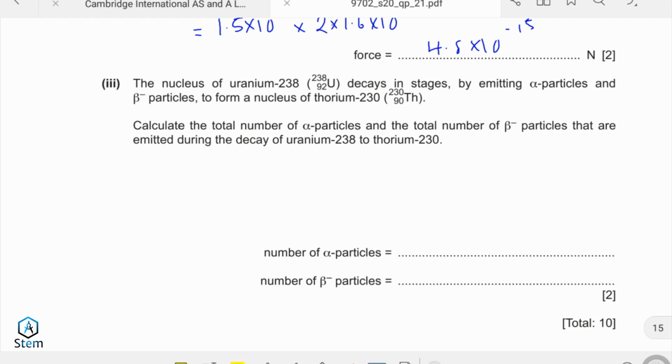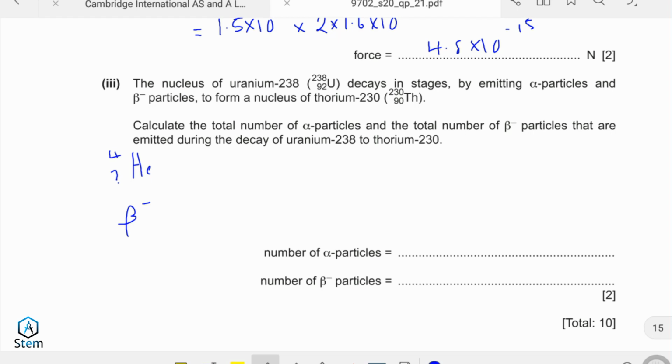The nucleus of uranium-238 decays in stages by emitting alpha particles. Alpha particles are basically helium nuclei. And beta minus particles. Beta minus, they are electrons. By the way, we have beta minus and beta plus, so just have to be careful around those ones. Calculate the total number of alpha particles and the total number of beta minus particles that are emitted during the decay of uranium-238 to that.